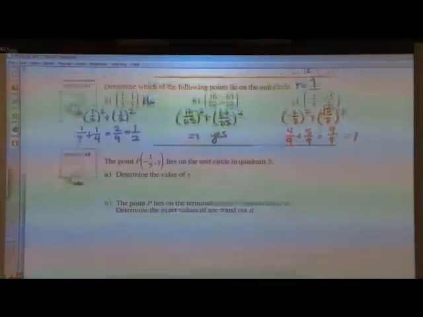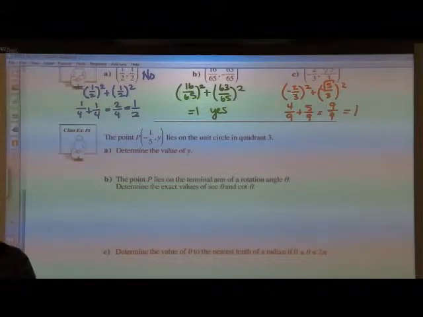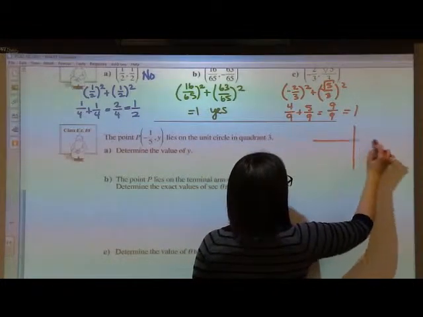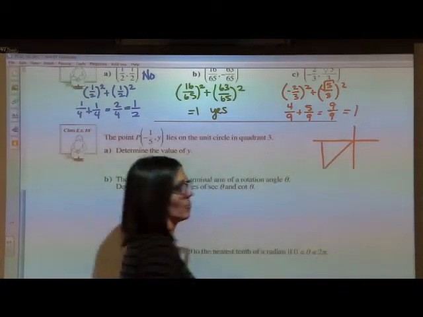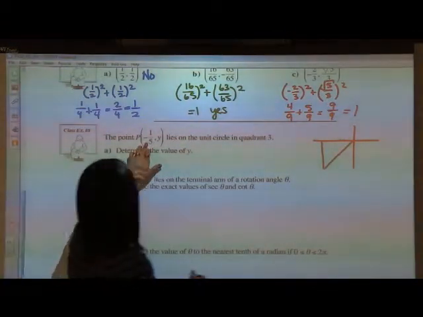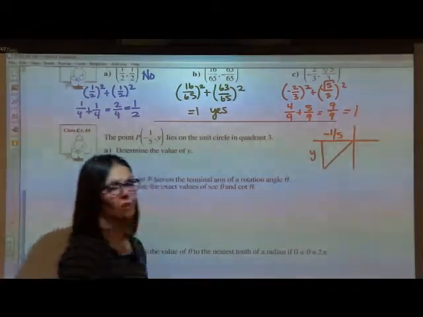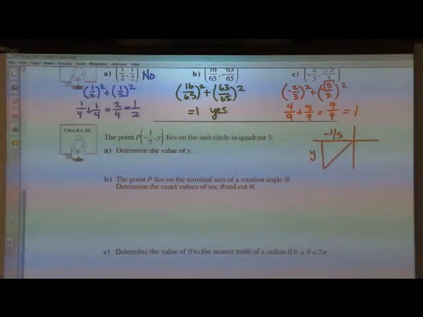So class example number 8. This point lies on the unit circle in quadrant 3. So there's where it lies. The x value is -1/5, and then I need to figure out my y value. So it says determine the value of y.